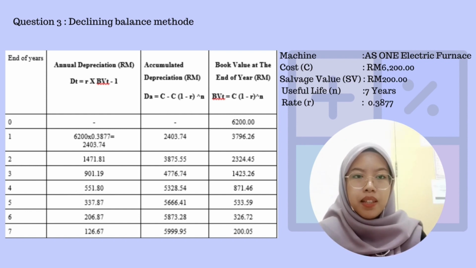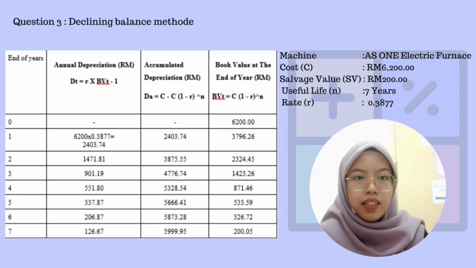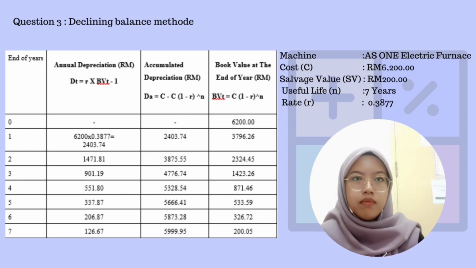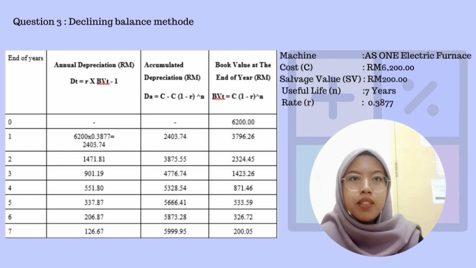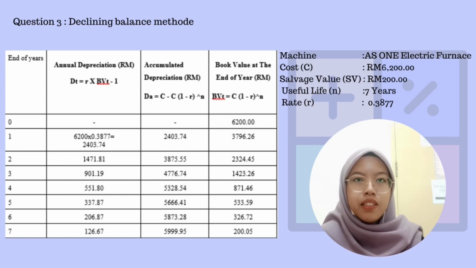So this is the table answer for part B1 using the declining balance method. We have to find the value for each year. Annual depreciation uses the formula dt equal to R times PVt. Accumulated depreciation, DA, equal to C minus C bracket 1 minus R, power of n. Book value at the end of year, using the formula BVt equal to C bracket 1 minus R, power of n.